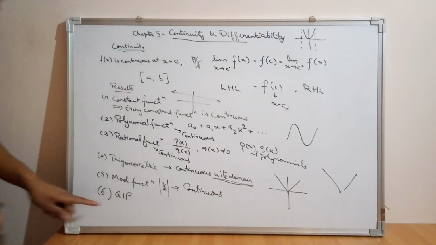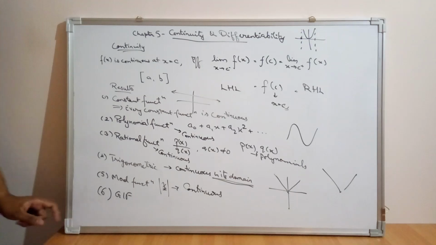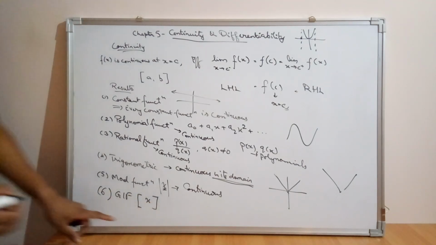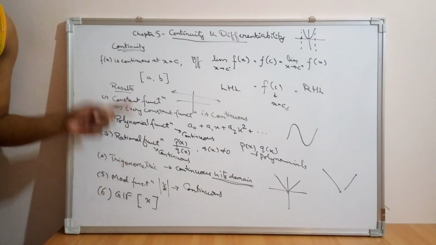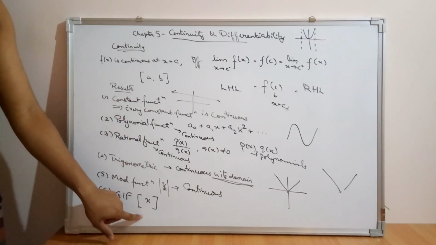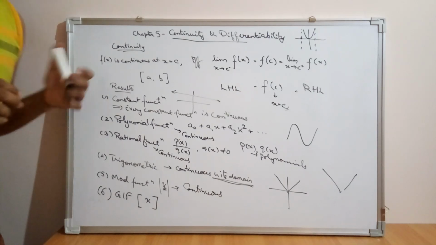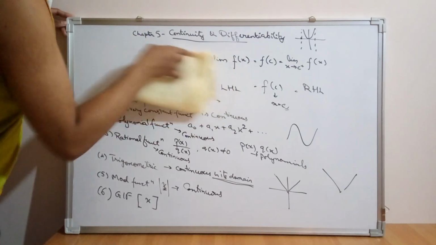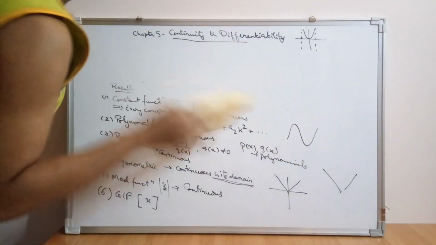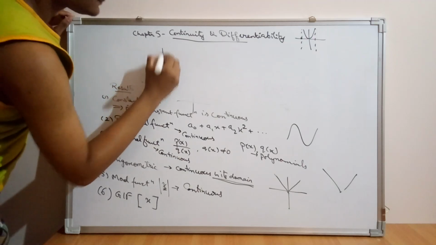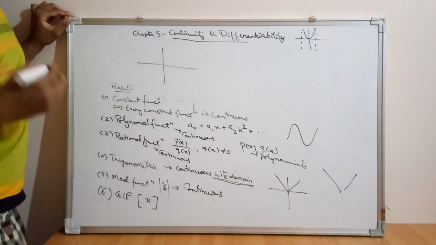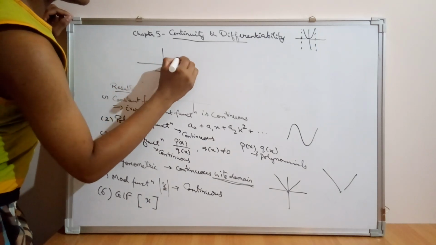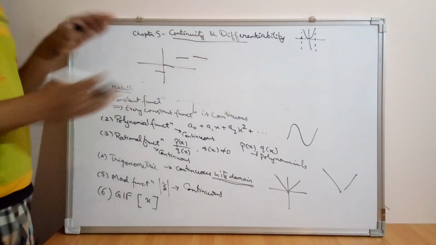Next we'll think about the greatest integer function, GIF. This is the common thing we have used, and the notation of this is the greatest integer less than or equal to x. I hope you remember the graph of this. I'll just rub this off and show you how it looks. The graph of the greatest integer function is a step graph. So it always comes like this, like this, in the form of steps.